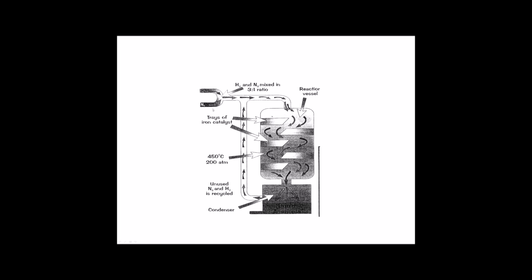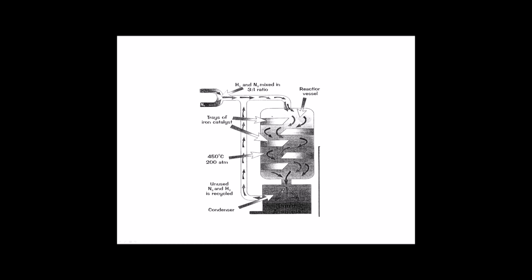Into the side we pump in our nitrogen and hydrogen in the 3:1 ratio that we need for the reaction. The hydrogen and nitrogen mixture, hot at this point, flows into the reactor vessel, and we've got iron catalysts, so trays of powdered iron to act as a catalyst, and it forces the gas to move in a zigzag pattern. And again, high temperature 450, high pressure 200 atmospheres, and some of it turns into ammonia.